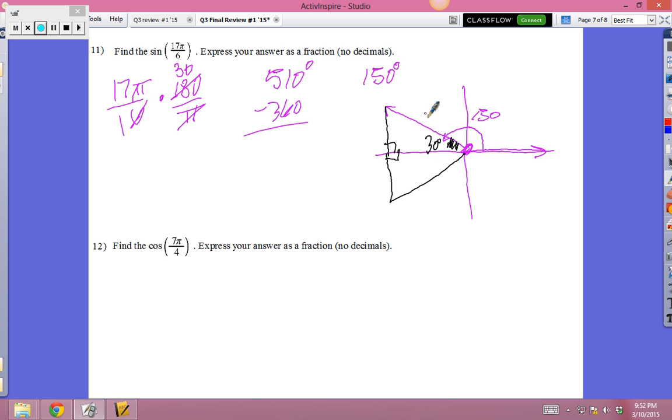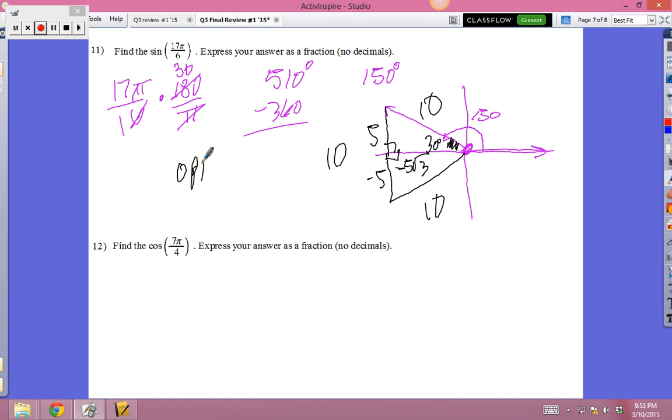So this is an equilateral triangle. I'm going to make up my own dimensions. 10, 10, 10. But if that's 10, this guy's 5. But this guy happens to be a negative 5 because it's going below. And then this right here is 5 square roots of 3. But it's negative because it's going left. And they want the sine.